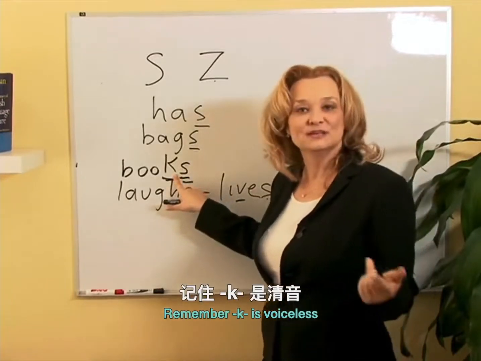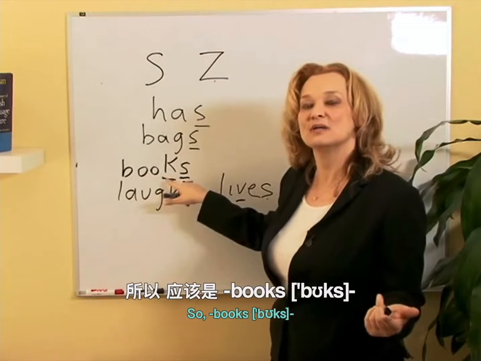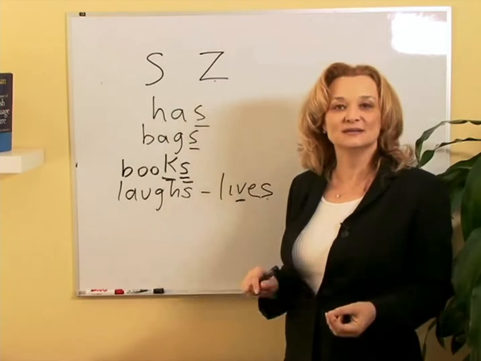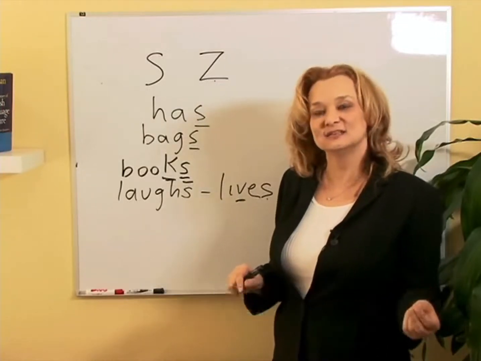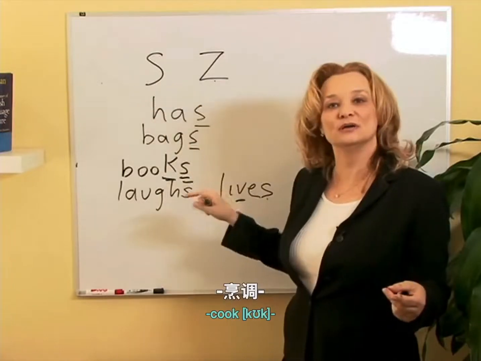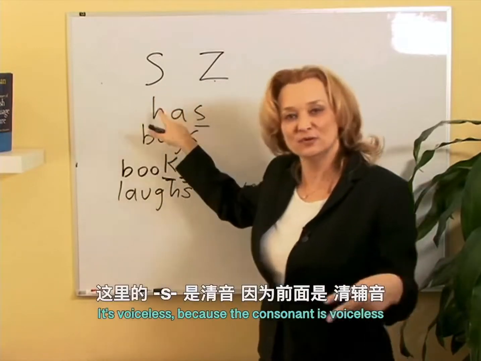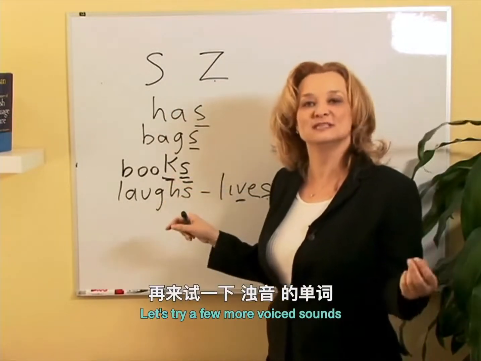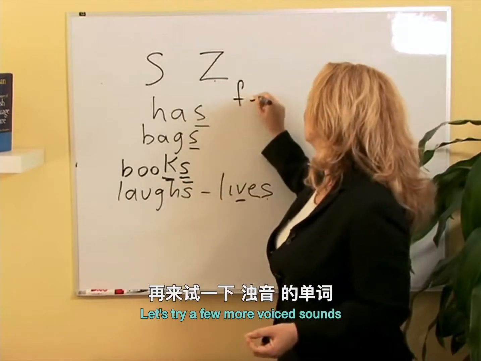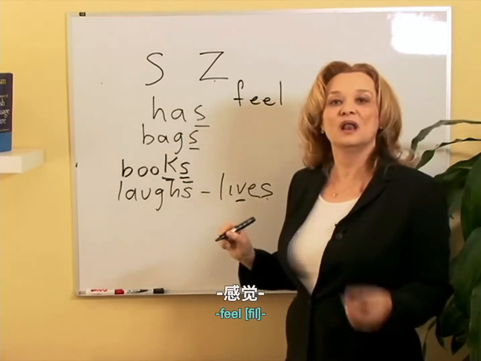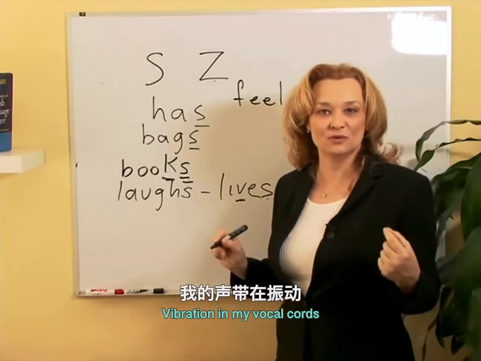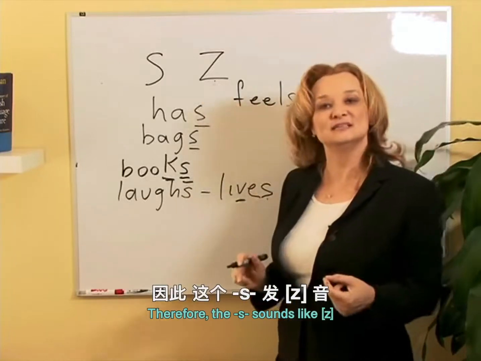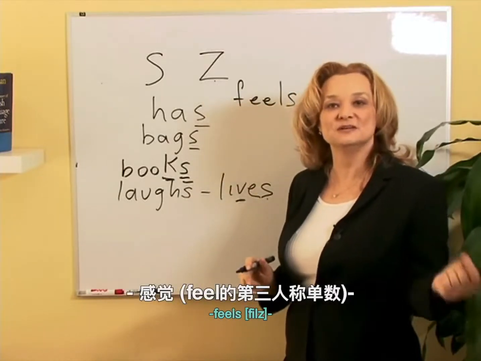Remember, K is voiceless, so book, books. Let's think of some more words that finish with a K sound. Like, likes, she likes. Cook, she cooks. It's voiceless because the consonant is voiceless. Let's try a few more voiced sounds. Feel, vibration in my vocal cords. That's a voiced sound. Therefore, the S sounds like Z, feels.